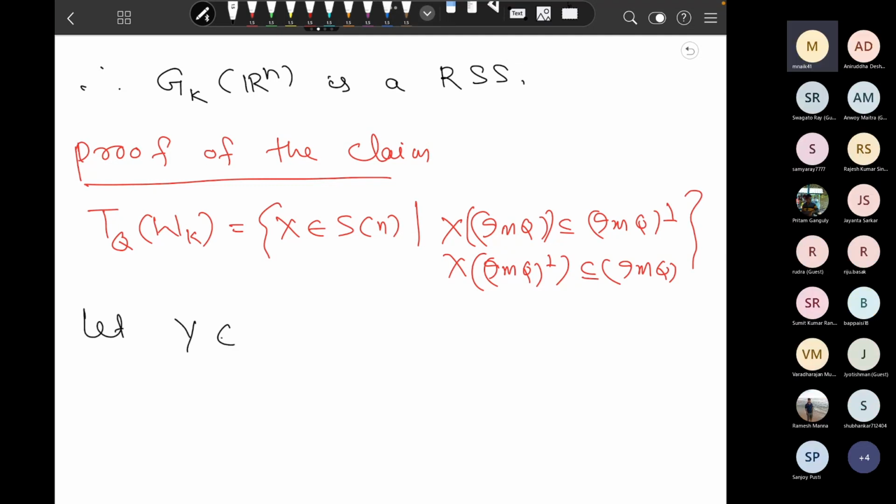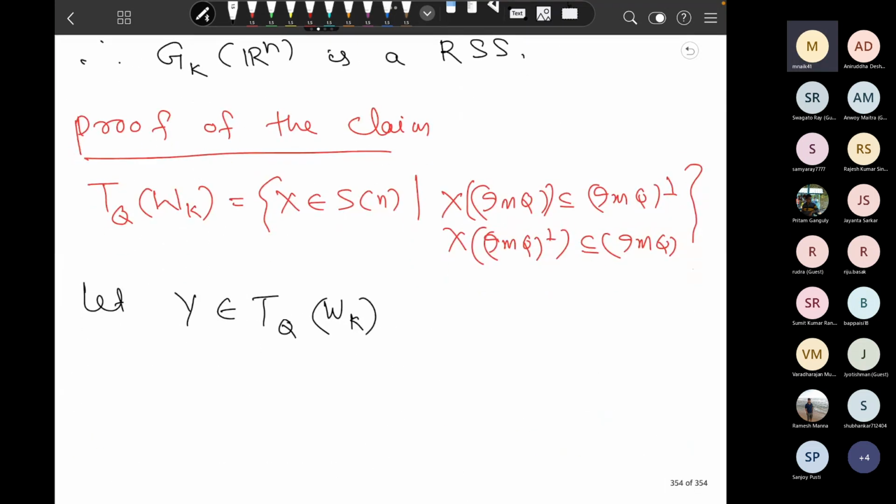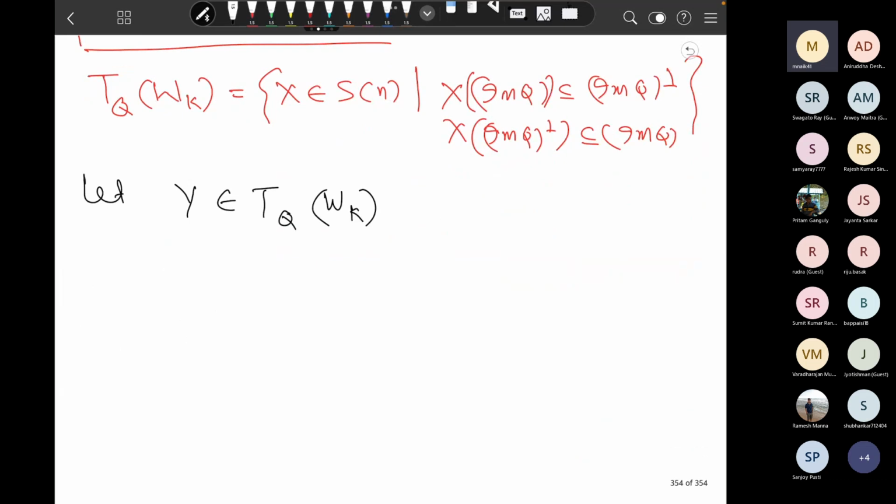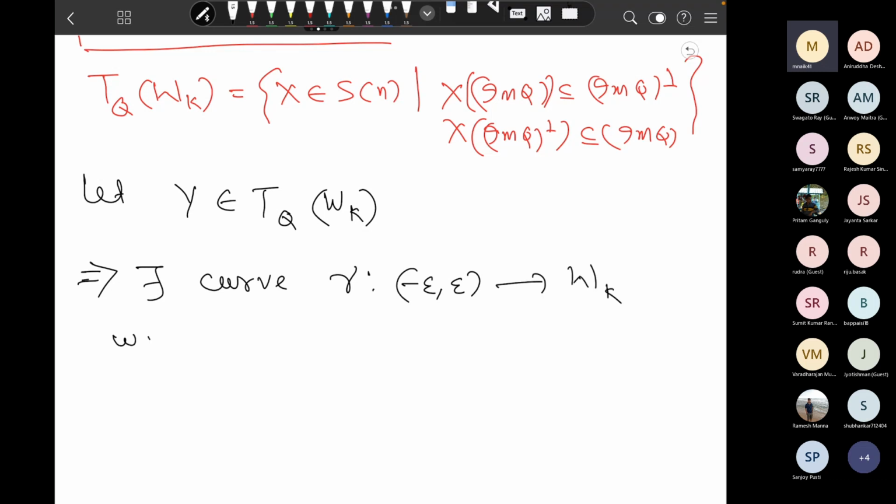Now let Y belong to T_Q W_K. This S_n is the set of symmetric matrices. Okay, so that means there exists a curve gamma from minus epsilon to epsilon into W_K with gamma 0 is equal to Q and gamma prime 0 is equal to Y.